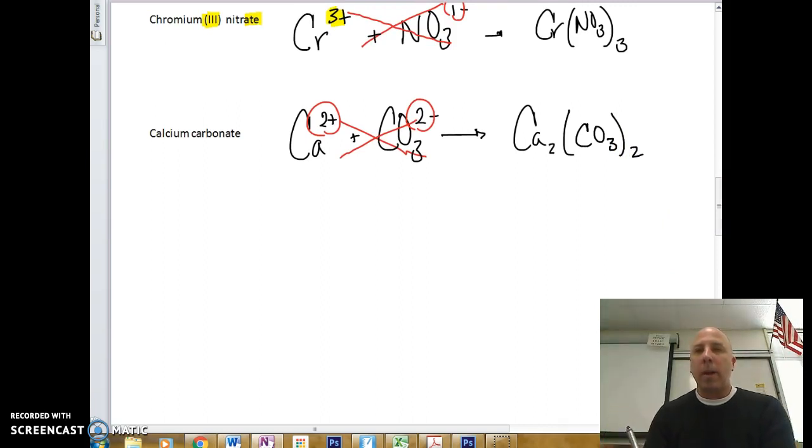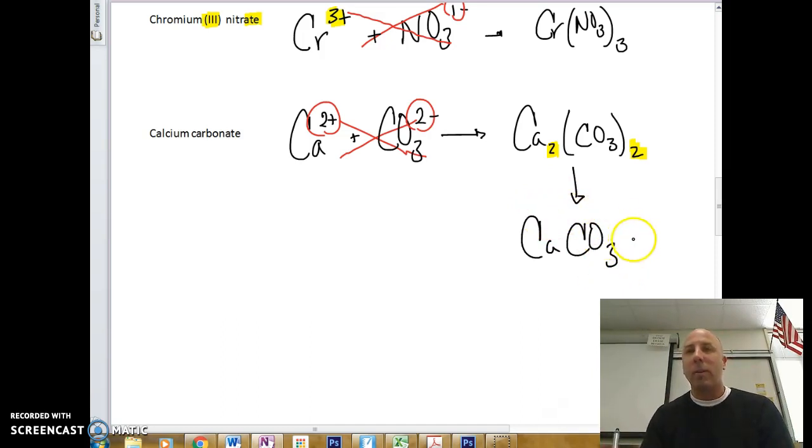If you remember in writing just regular ionic compounds and ionic compounds with transition metals, we always need to reduce. Now, in this case, we can reduce. Now, one of the things that we will not reduce is we will not reduce anything to do with the polyatomic. That formula needs to stay the same. But what we will reduce is our number that is behind the calcium and outside the parentheses. So in this case, we have a 2 and a 2, which are divisible by 2. So that reduces down to CaCO3.